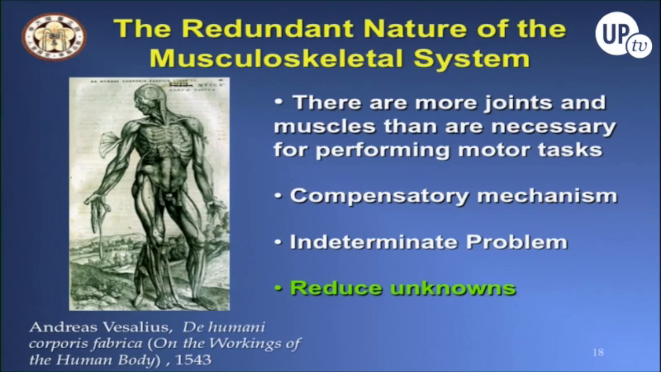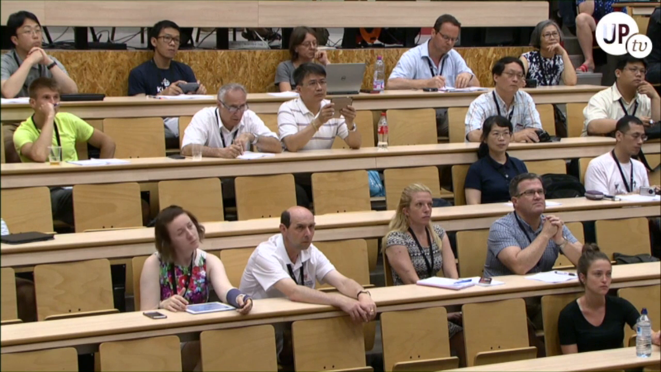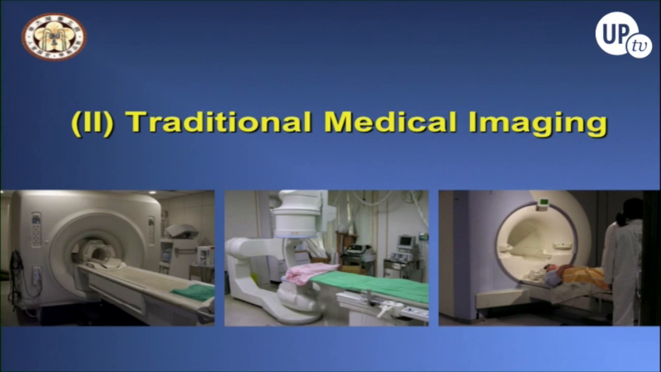So there are two possibilities. One way you can use optimization methods to solve it, or the other way is that we can reduce as much as we can the number of unknowns. And I'm going to show you in this talk how image-based methods can probably contribute in that regard.